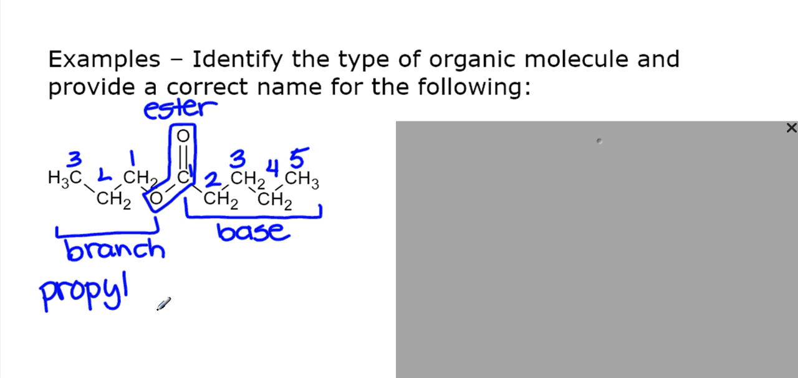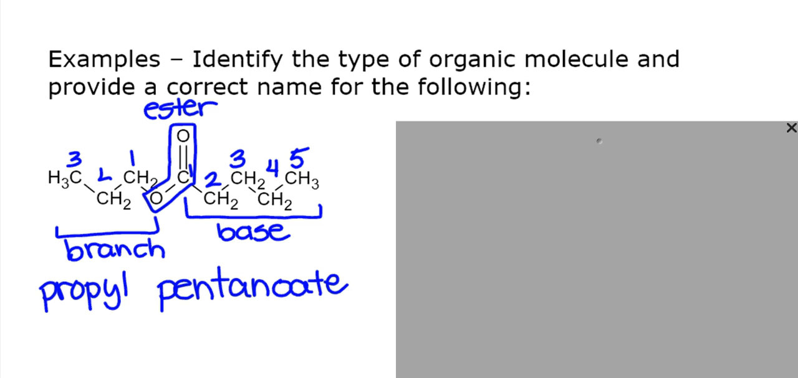This one is a little bit different. It actually has a space between the branch and the name. So propyl comes first, leave a space, pent for 5 carbons, AN because all of the carbon-carbon bonds are single, and then put OATE for ester. Okay, so that's our first one, an ester.